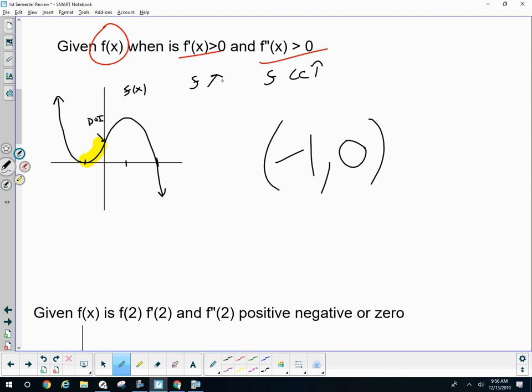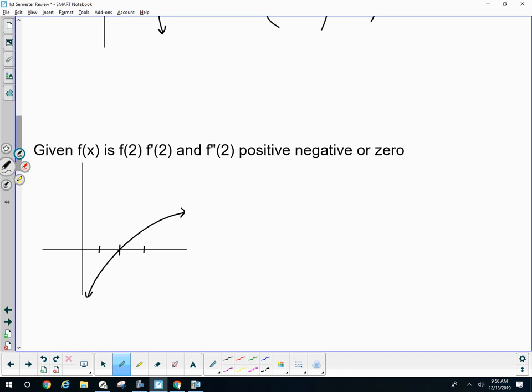I'm given f of x. I can just kind of translate this and just look. More questions. Here's f of x, order from positive, negative to 0. Well, I see f of 2 is 0. I see f prime of 2 is the tangent slope. Okay, that's positive. How do I find f double prime of 2?